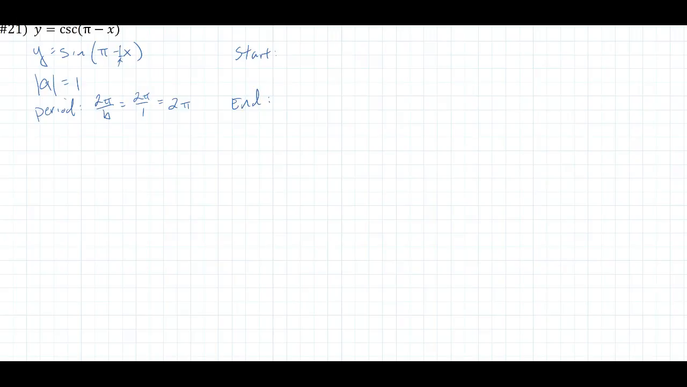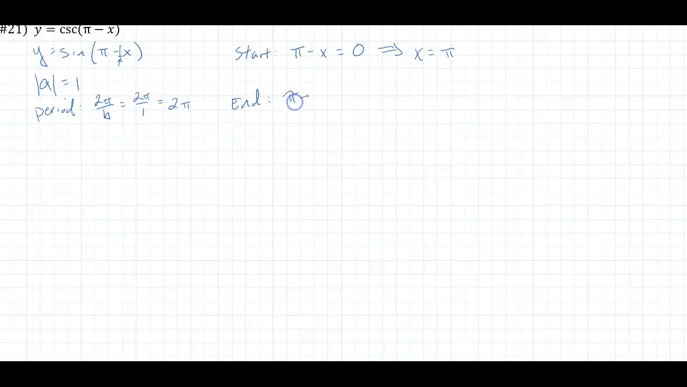so that we can properly find our intervals. So we always start by taking the inside of the function, which in this case is pi minus x, and setting it equal to the normal start position of a sine graph, which is 0. And we're going to solve for x. So we're going to get that x is equal to pi. So there's my starting point.